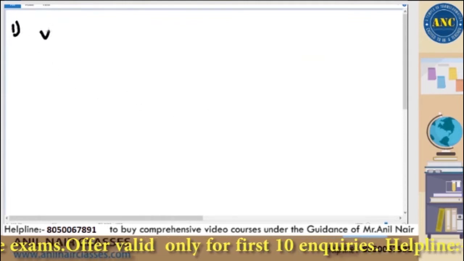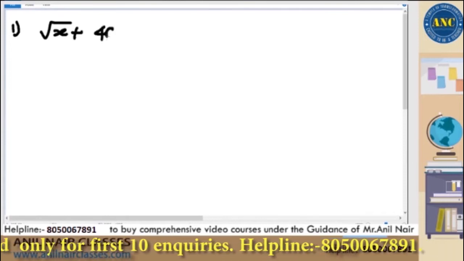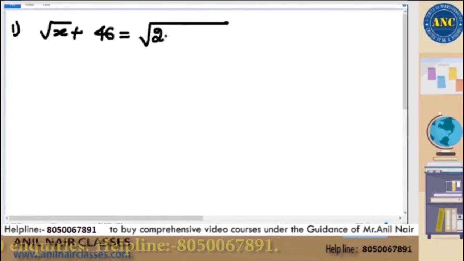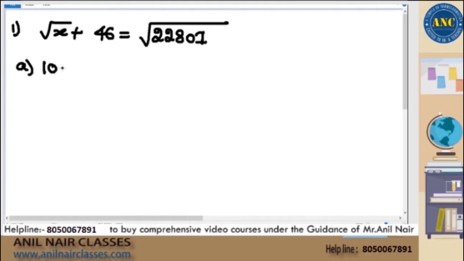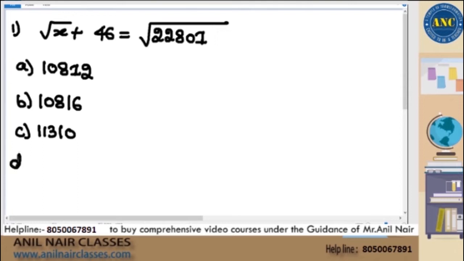Original bank question. Root x plus 46 is equivalent to root of 22801. Original question. Write down the options: 10812, 10816, 11310, 11025, 10314.